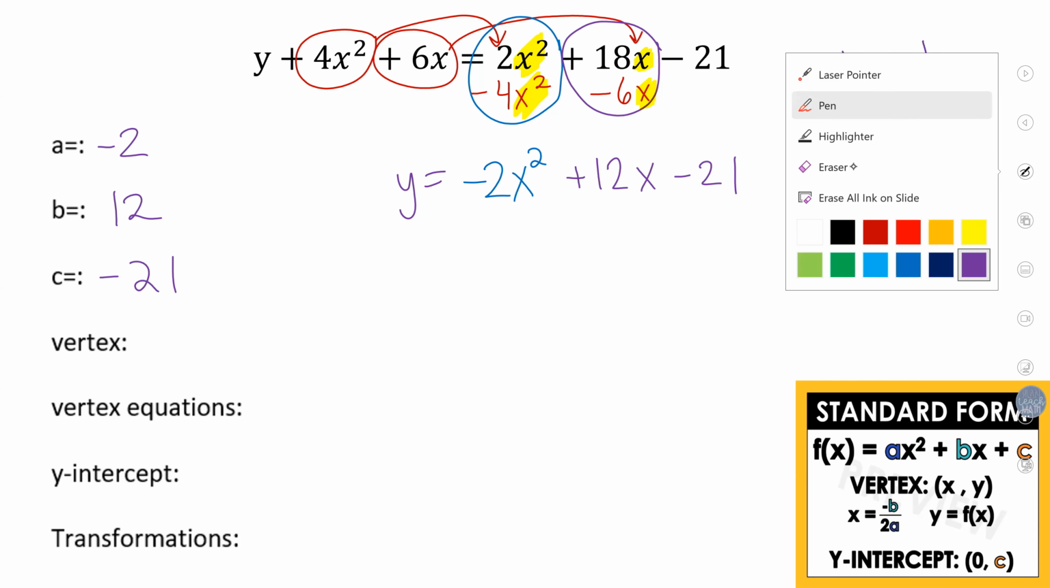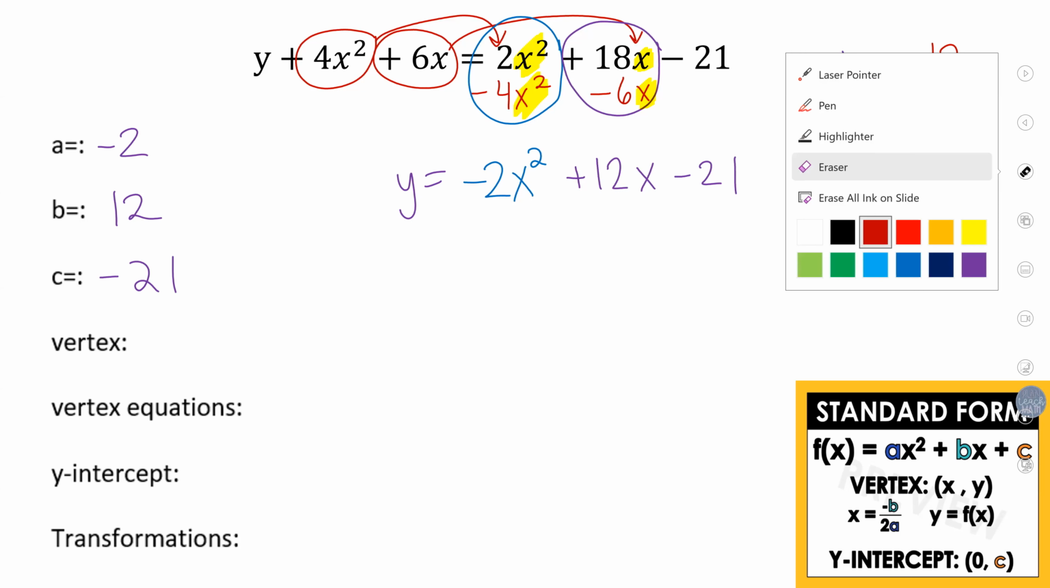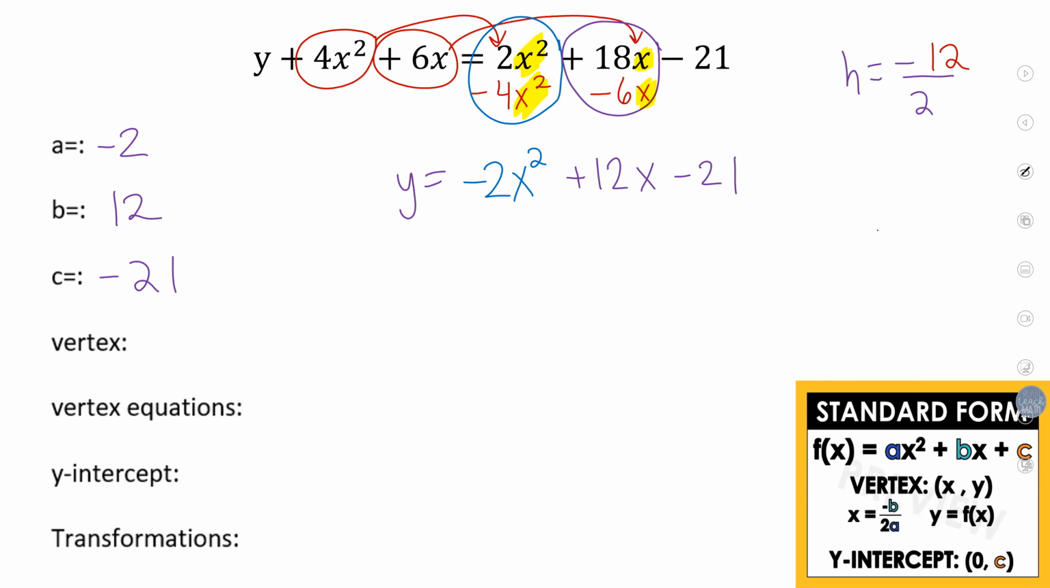I'm going to erase B. What did we say B was? 12. So put a 12 there. Yes, it becomes negative 12 now. I'm going to erase the A. And we said A was negative 2.